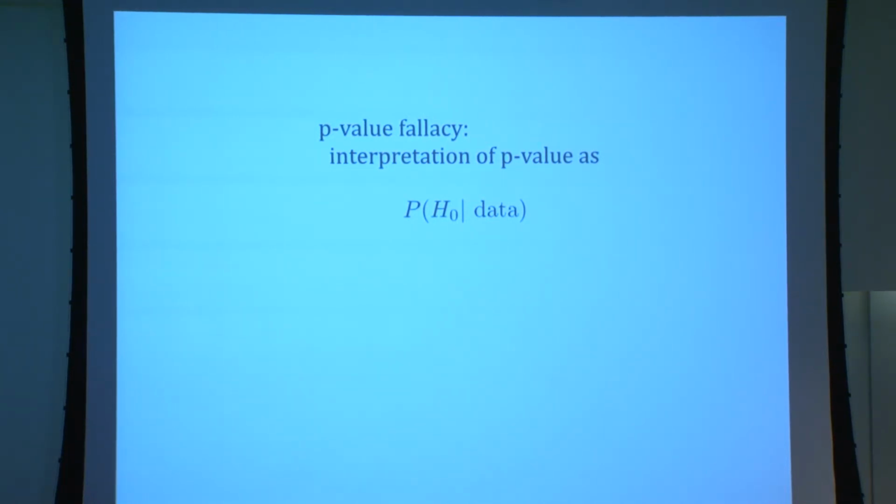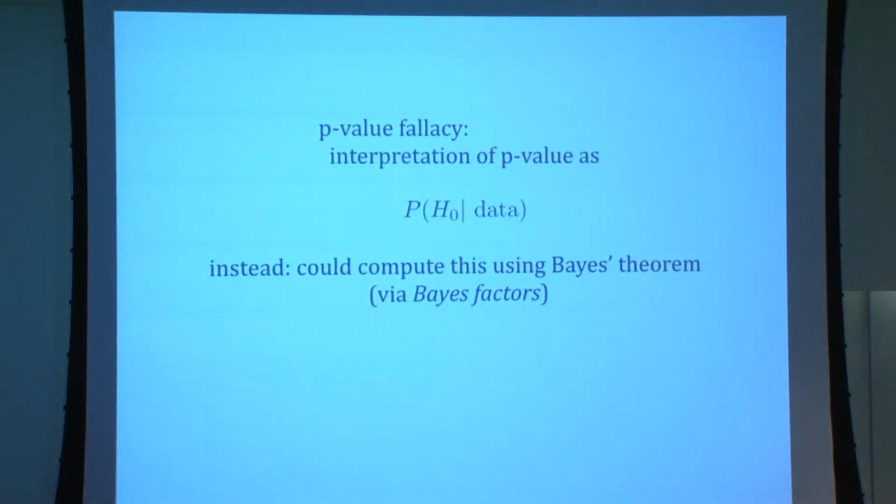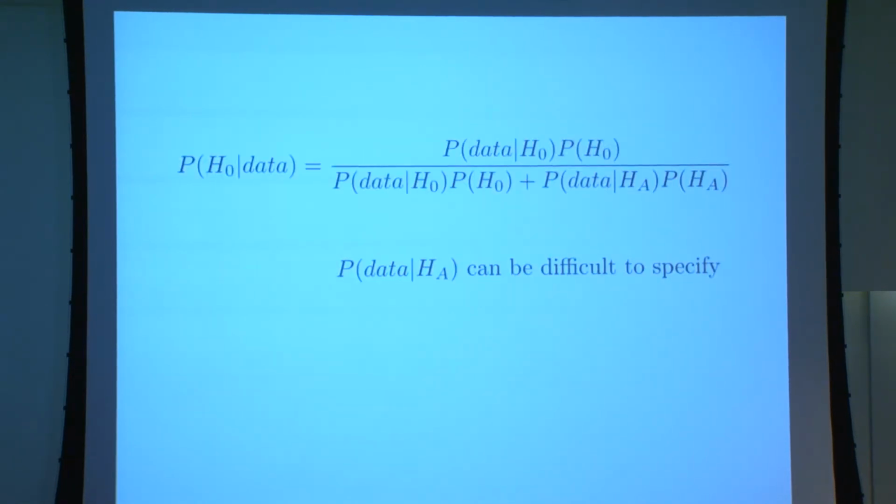There are many issues here, and Andrew talked about some of these. But one of them is the p-value fallacy, the idea that p-values are often interpreted as the probability the null hypothesis is true. And some people have suggested that we should instead use Bayes' theorem and Bayes factors to avoid this problem. And as I've indicated, that's not my view. I don't think that by itself is going to solve any problem. Again, now you're faced with yet another problem: how do you specify that probability?